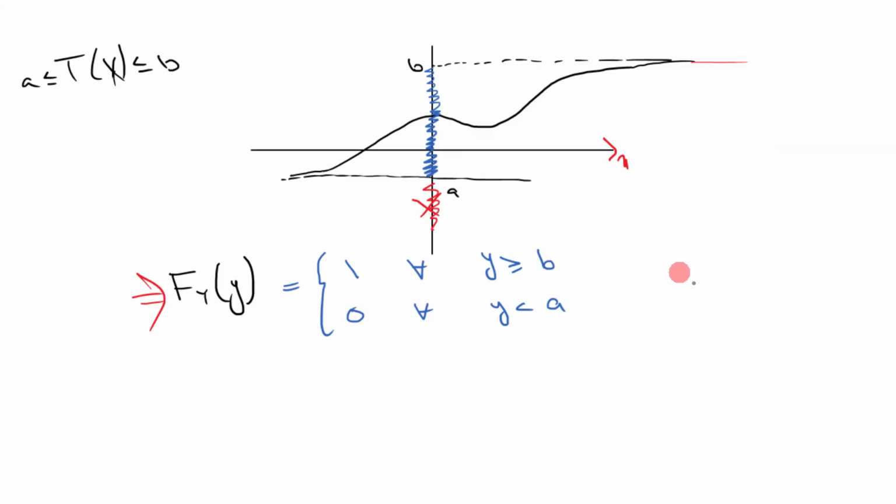And finally, if your transformation has a range from a to b, then the output distribution fy of y will be 1 for all values of y greater than b, and it will be 0 for all values of y less than a.